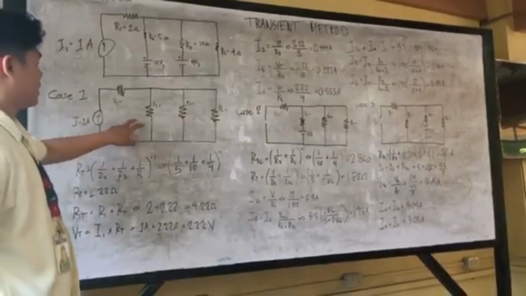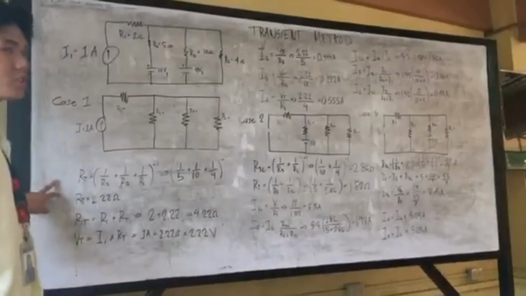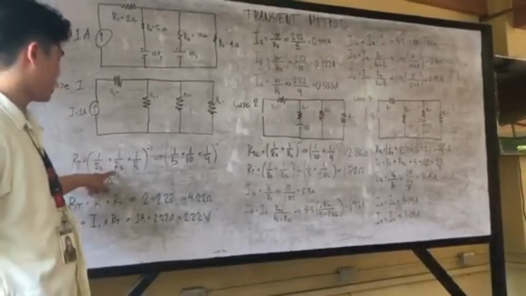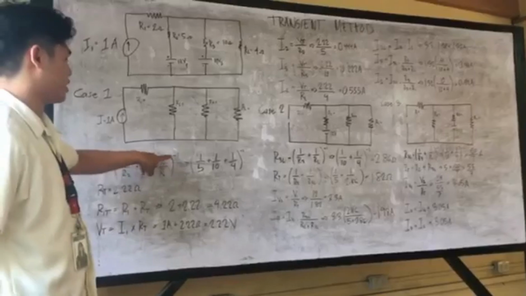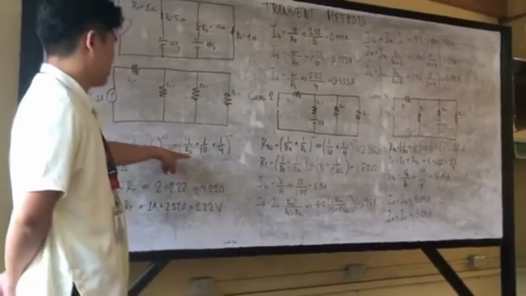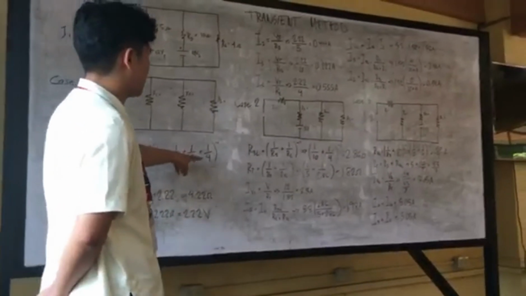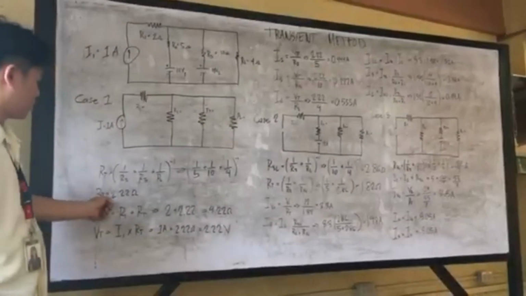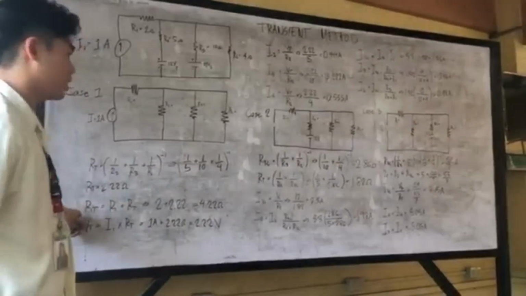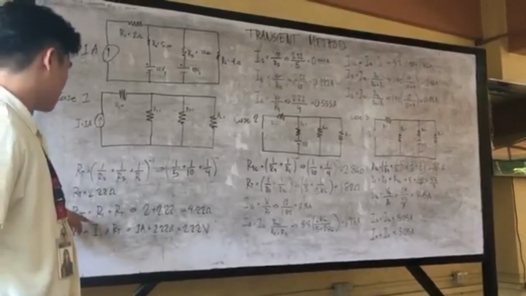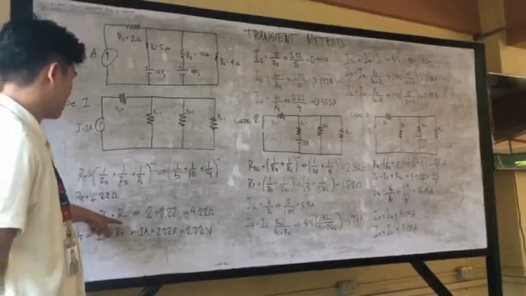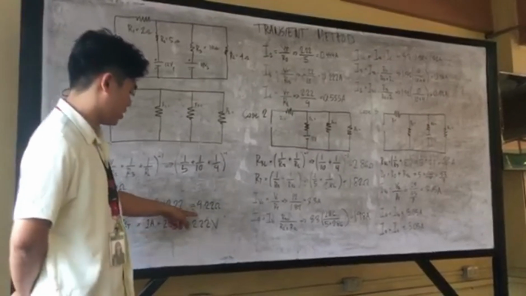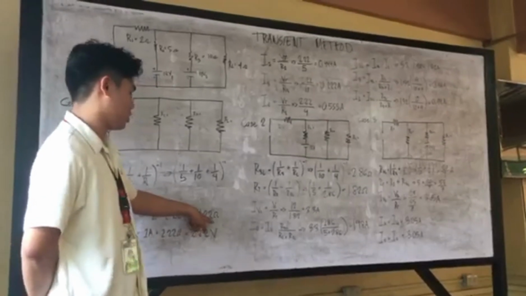Since the diagram shows a parallel circuit, we will use the parallel circuit formula. So RT is equal to 1 over R2 plus 1 over R3 plus 1 over RL raised to negative 1. So substitute the given values: 1 over 5 plus 1 over 10 plus 1 over 4 raised to negative 1. So the answer would be RT is equal to 2.22 ohms. Now R1T is equal to R1 plus RT. Then substitute the values. We have 2 plus 2.22, and the answer would be 4.22 ohms.